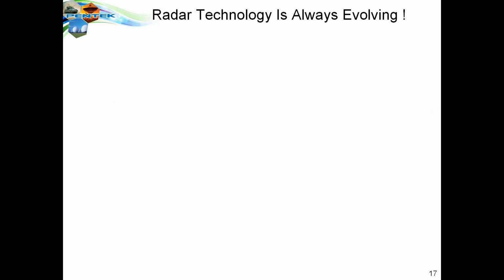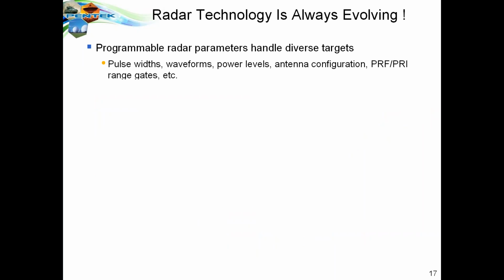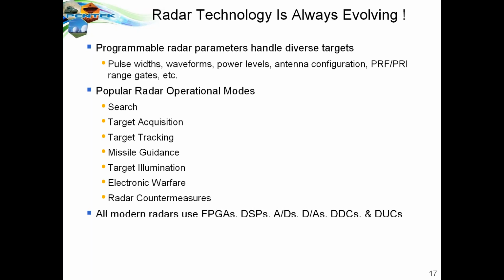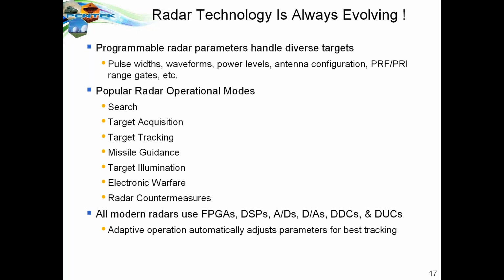Radar technology is always evolving. As we've seen, we can do very complicated things like have a different outgoing pulse waveform for each radar pulse. We can set the power levels. We can have different antenna configurations. As we've seen, we can do different PRF, PRI, and range gates and so forth. In fact, there are a lot of different types of radars, each addressing a particular application. So you can have a search radar, a target acquisition radar, target tracking, missile guidance. There's many, many different operational modes.